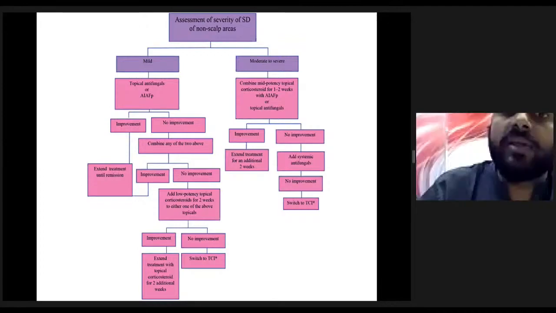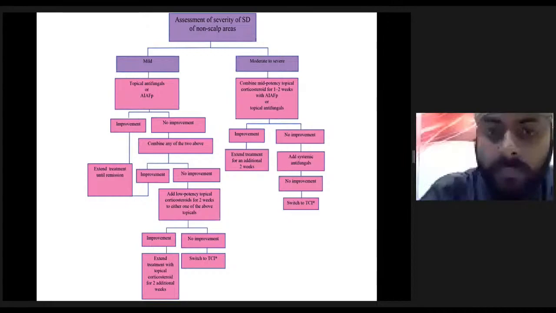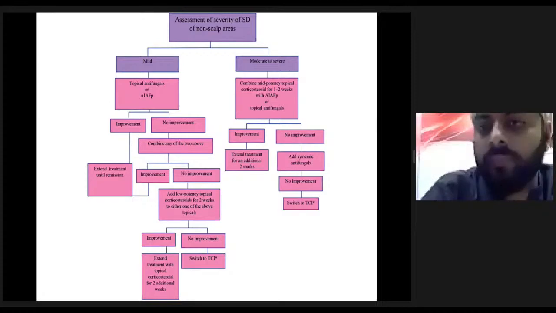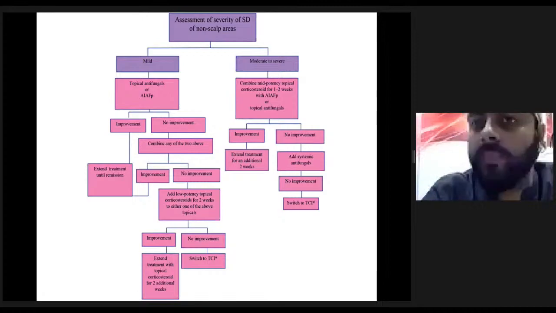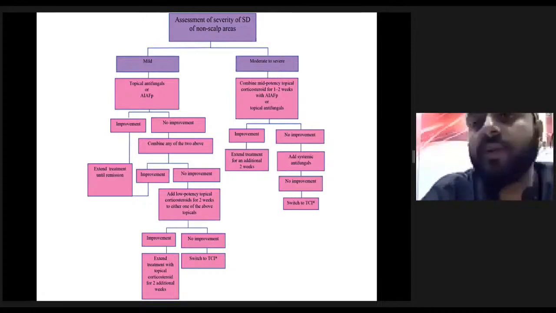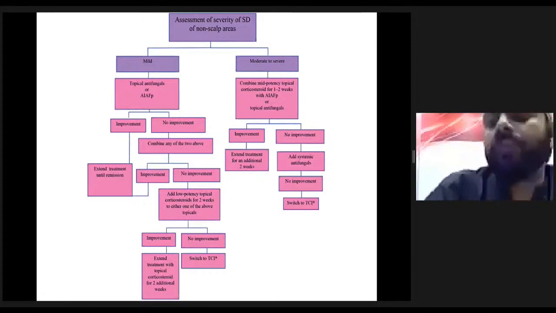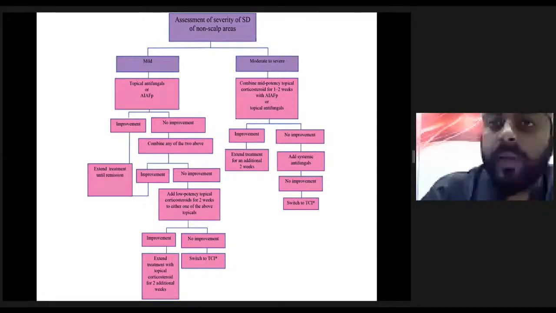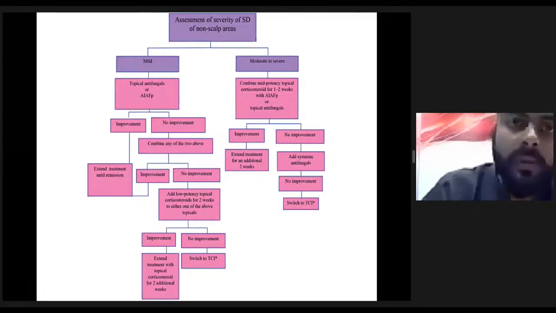If not so, then low potency topical steroids can be given for 2 weeks. And if there is improvement, then it can be extended. If there is no improvement, the recommendation is to switch to topical calcineurin inhibitors. If it is moderate to severe, straight away mid-potency topical steroids with or without topical antifungals are advised. If there is improvement, it is supposed to be extended for 2 weeks. If no improvement, systemic antifungals need to be added. If there is no improvement, then it is recommended to switch to topical calcineurin inhibitors.